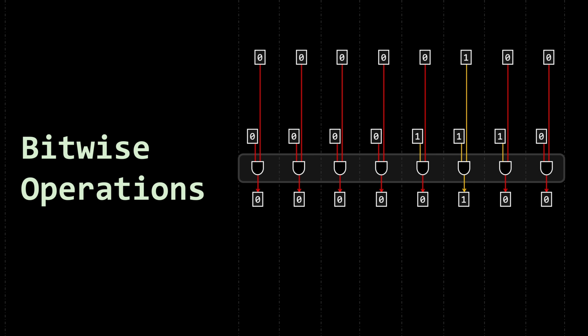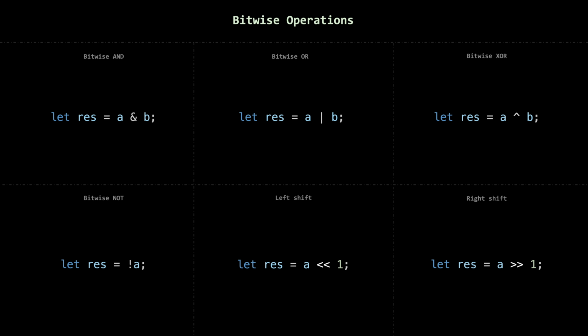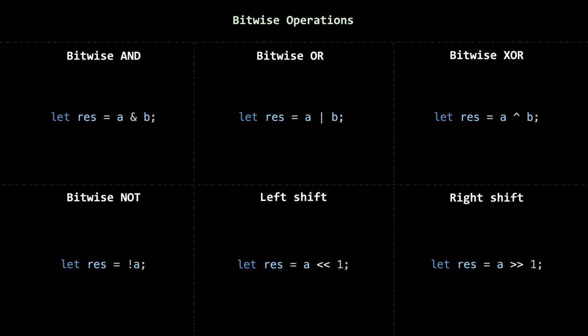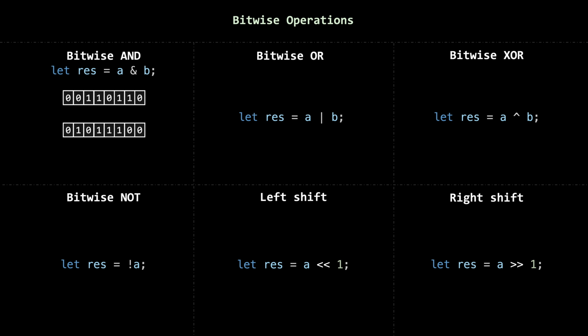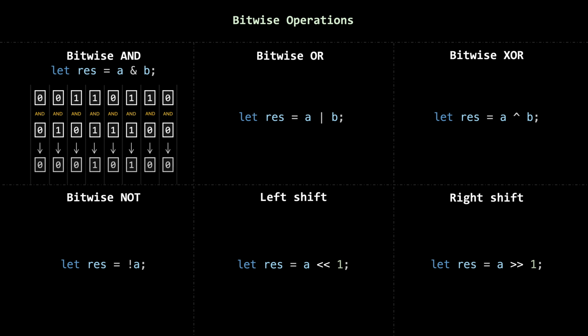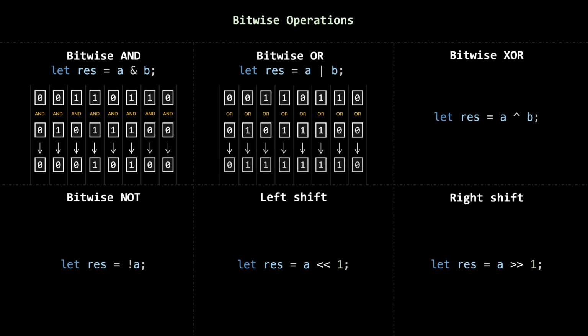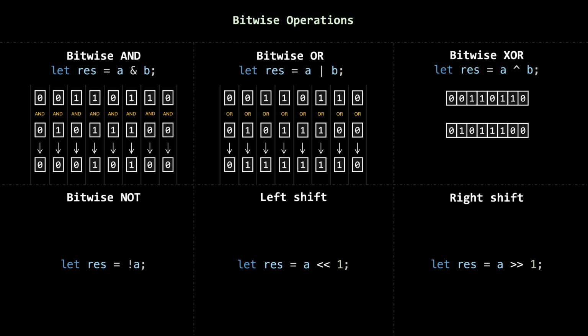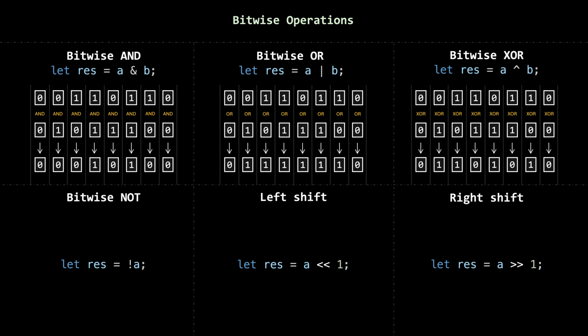There are 6 main bitwise operations, and their names are very descriptive. They operate over an entire word, but their logic is applied at the individual bit level, not at the group level. A bitwise AND performs the logical AND operation on each pair of corresponding bits in two values. A bitwise OR performs the logical OR operation on each pair of corresponding bits. A bitwise XOR performs the logical exclusive OR operation on each pair of corresponding bits.